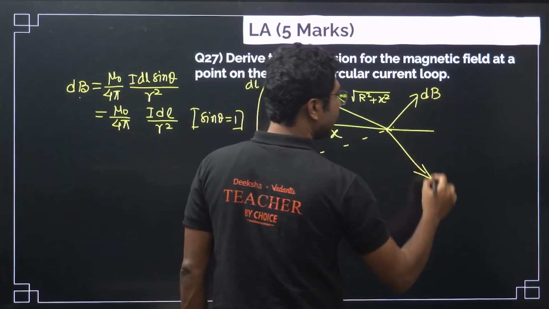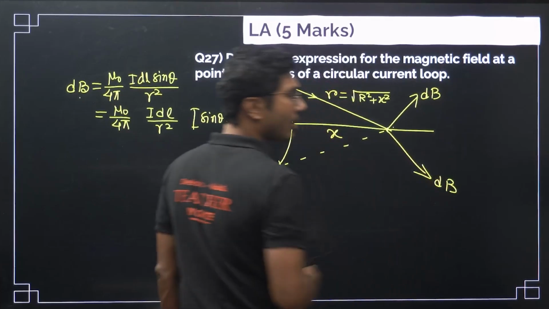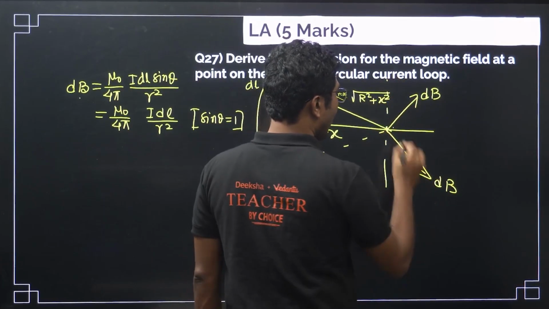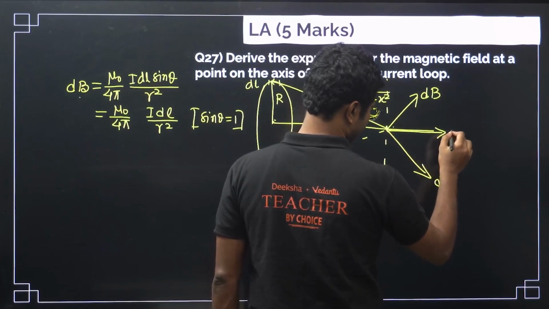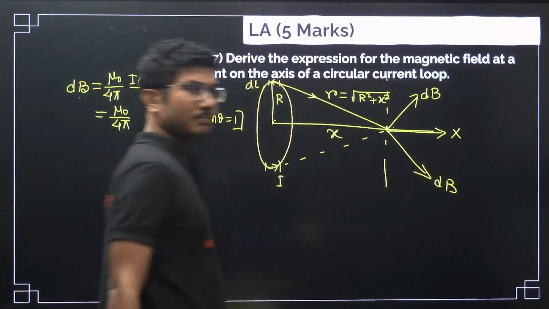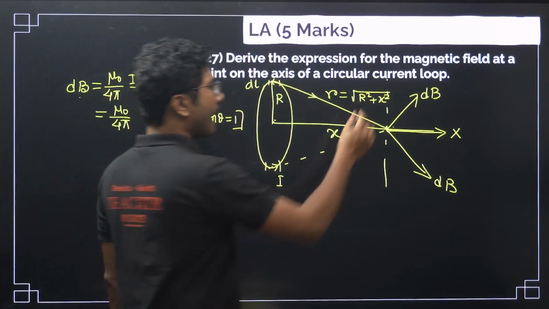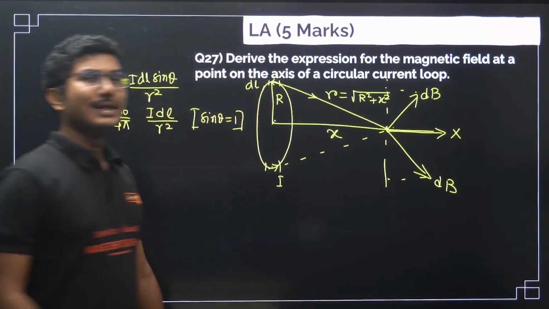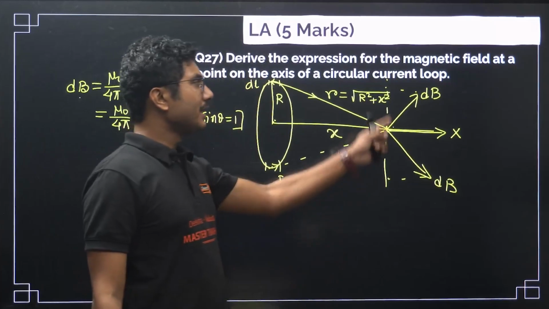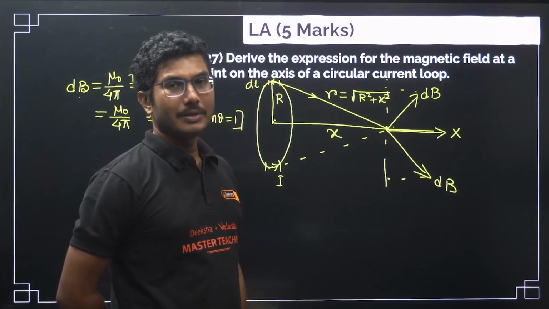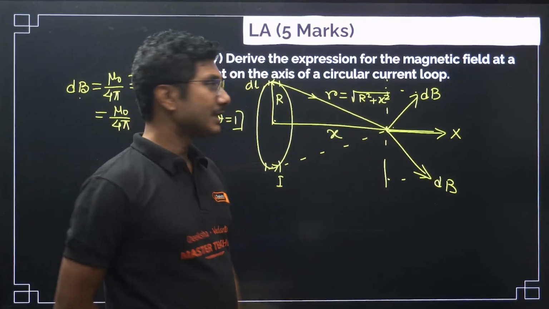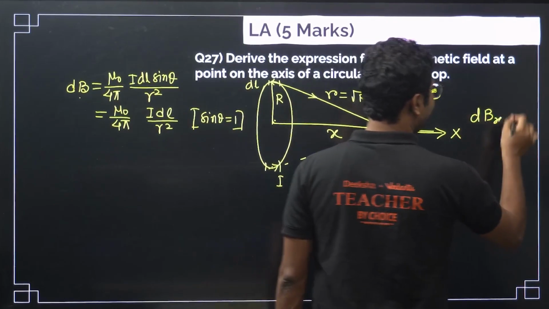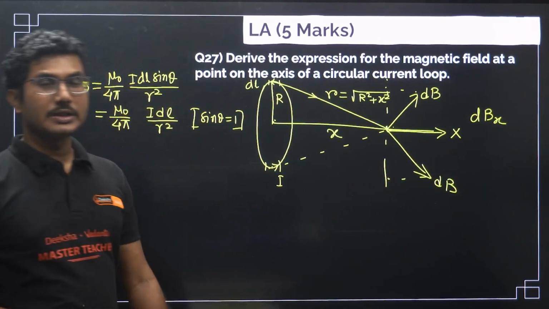Okay. So, this is dB, this is also dB. If you take components, one component will be along the y axis, one component will be along the x axis, right. Now, the y components will be equal but in opposite directions, so they will cancel each other, and only the x component will remain. So, only dBx will be left; all other components will cancel each other.